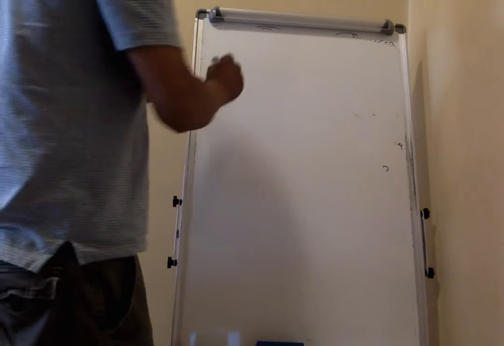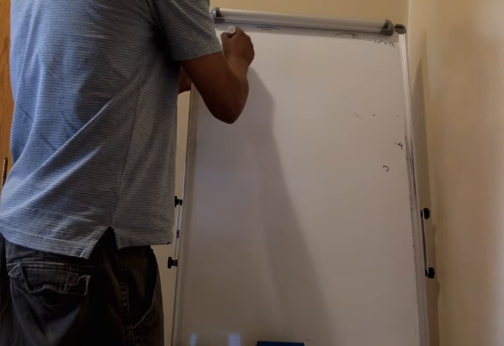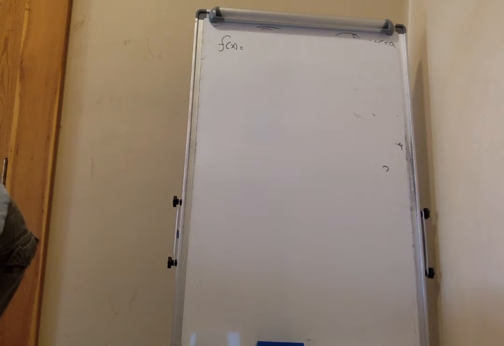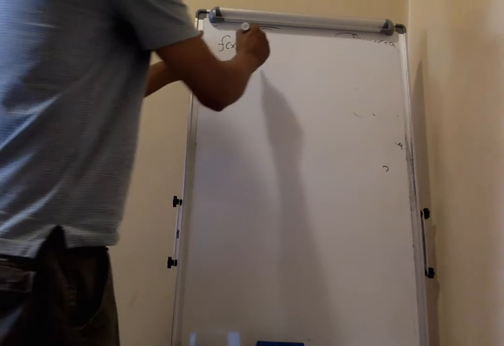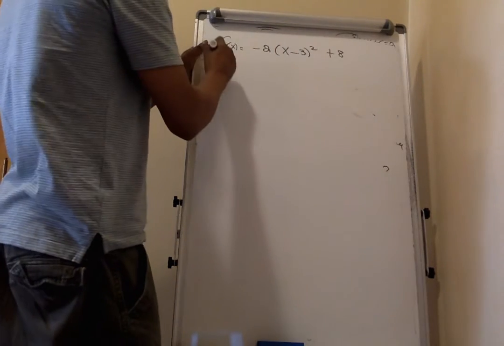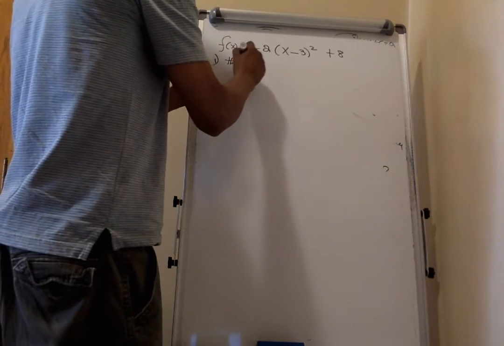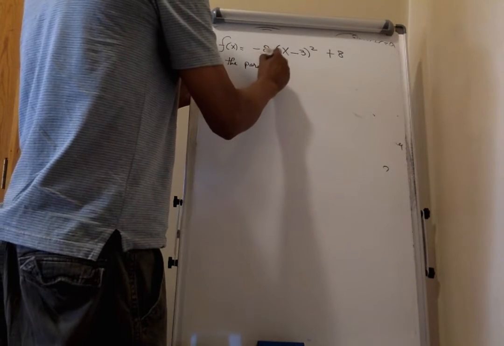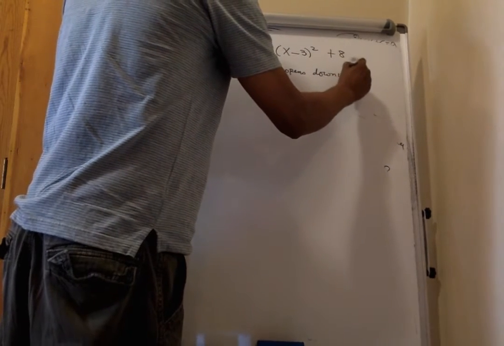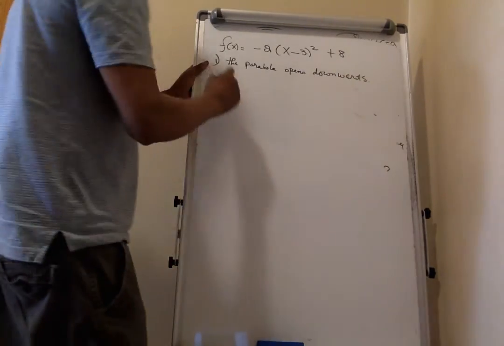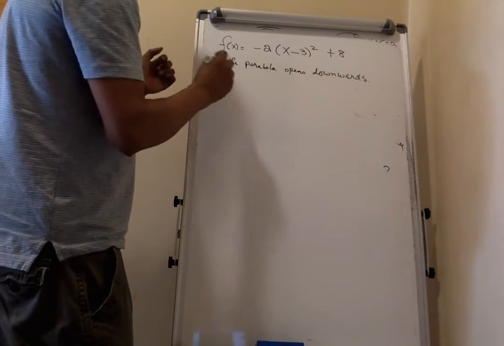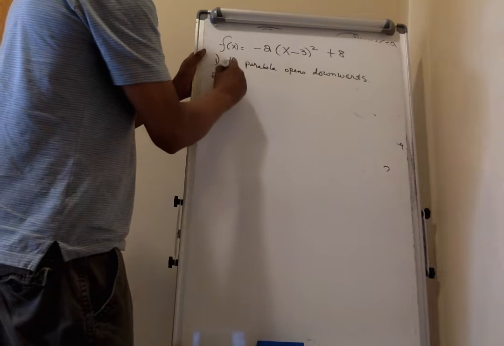So let me do the first one, the stuff that we did earlier. F of x is equal to -2(x - 3)² + 8. Already we have said the parabola opens downwards and contracts by a factor of 2, right? Now, the thing that we did not do is find the x-intercept.